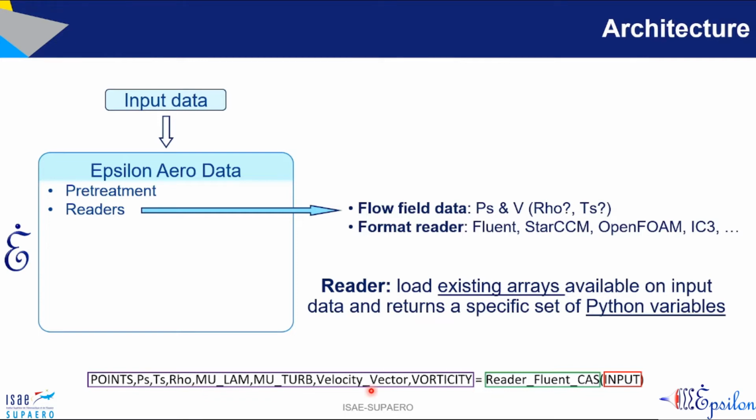Even if your CFD file, for example, doesn't have static temperature, it's not a problem. It will just give an empty static temperature variable, and then the code will automatically recognize that the temperature is not available at the input, and will allow you to complete the missing field. So there's no problem. Everything is managed by the reader, a specific reader for each particular solver. In my case, I will use the Fluent reader, but if you are using another CFD solver, you will have to use a specific reader, and that's accessible on the interface. We will talk about that later on.